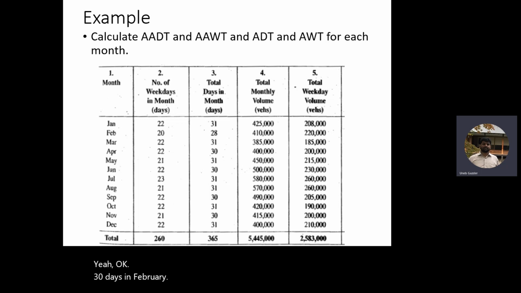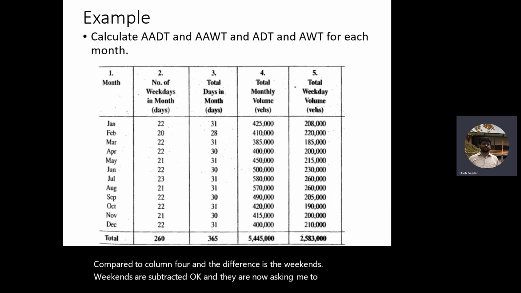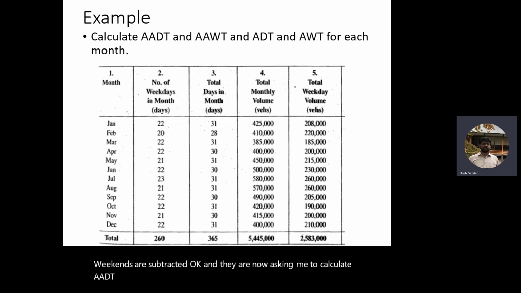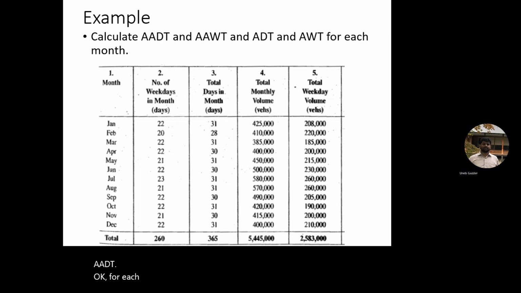Okay. So they have total number of days in a month. They have total monthly volume, for all days. And then they have total weekday volume, which is only done for the week. So you can see column 5 values are less compared to column 4, and the difference is the weekends. Weekends are subtracted. Okay, and they are now asking me to calculate AADT, AAWT, ADT, and AWT for each month.